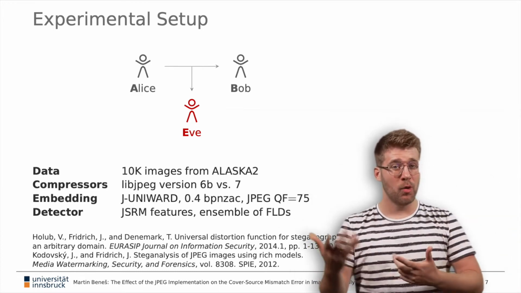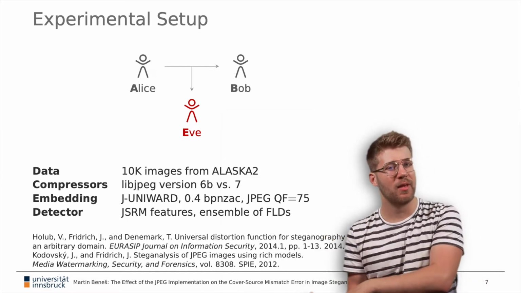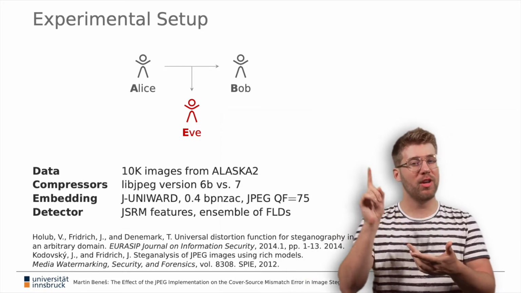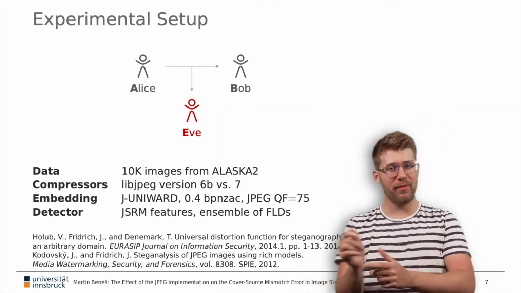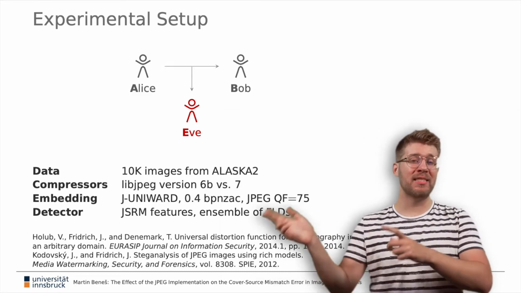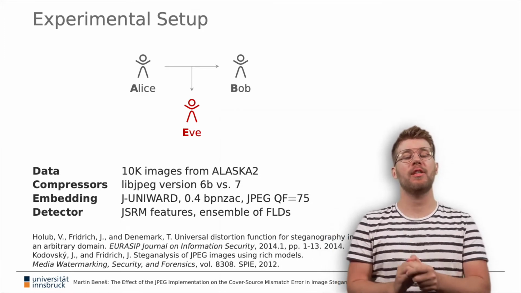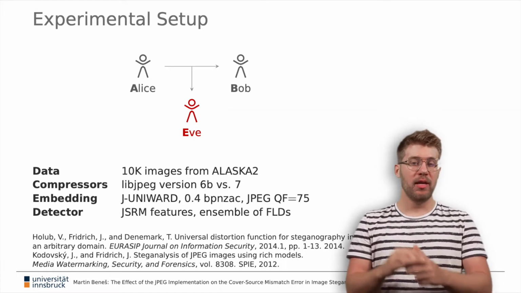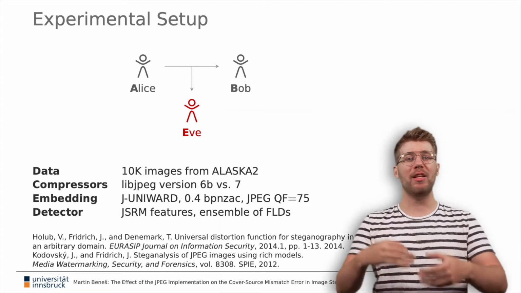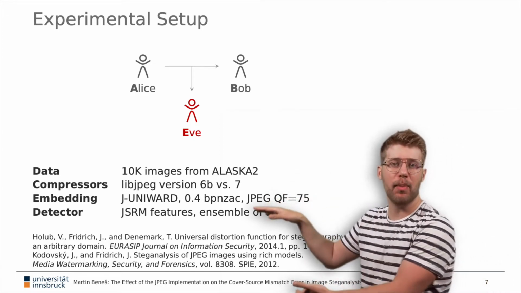For the experiments, we use 10,000 never-compressed images, randomly chosen from the Alaska database. For simplicity, we only use 2 libjpeg versions, 6b and 7. Recall that these are the ones where the previous study showed that their outputs differ the most. Alice simulates the embedding function J-UNIWARD at embedding rate 0.4 bits per non-zero AC-DCT coefficient. Eve tries to detect this with an ensemble of FLD classifiers trained on the JSRM feature set. You can find the references for these methods here at the bottom.